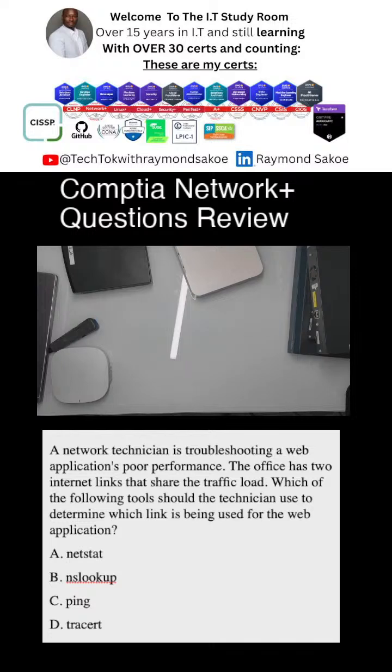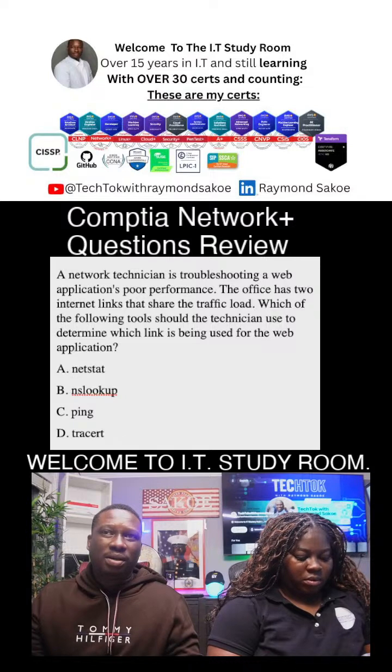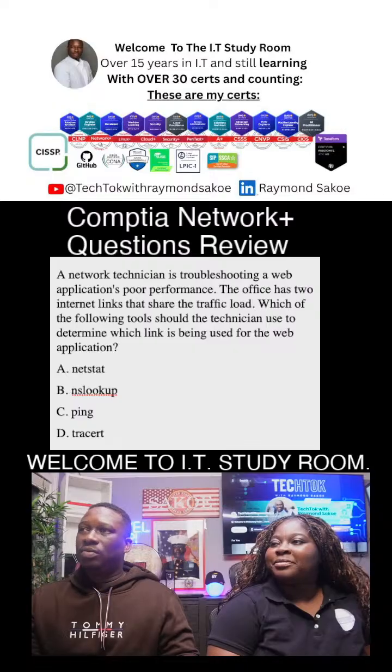Now they can load balance. One traffic will go to the first internet service provider, the next one goes to the second one, and so on. You have the option to configure it like that. So now the question is saying that they have this setup, with 2 internet connections. So now there's an issue with the web traffic, the web application. So how would you... what happened?